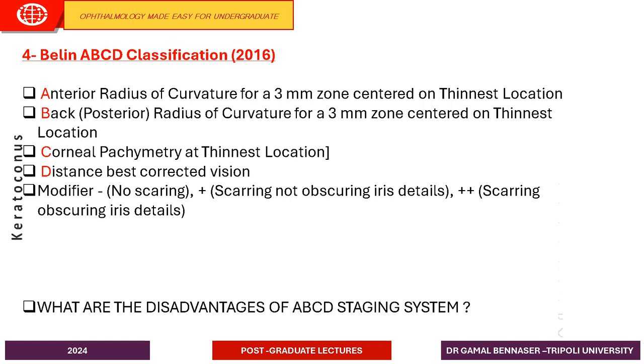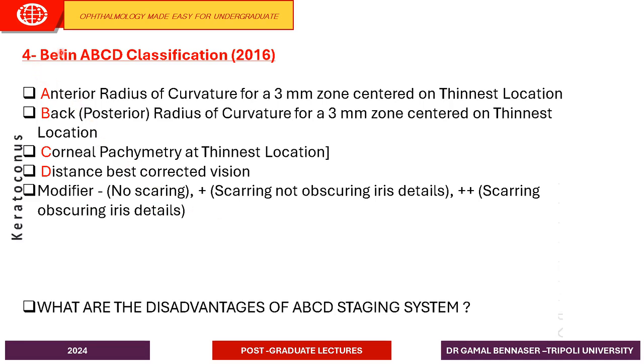So the ABCD stands for: A, the anterior radius of curvature of the cornea over a 3 mm zone centered on the thinnest location. B stands for the same thing on the posterior surface of the cornea. C stands for the pachymetry, but not on the apical cornea, rather on the thinnest location of the cornea. And then D is the distance corrected visual acuity. Another modifier has been added, which is corneal scarring: whether there is no scarring, mild scarring, or severe scarring.